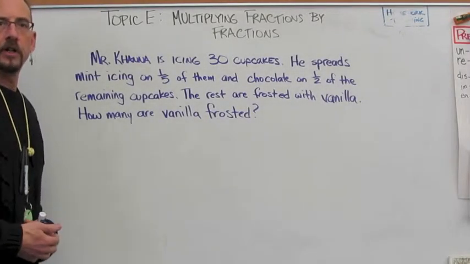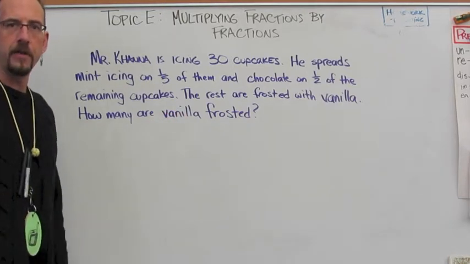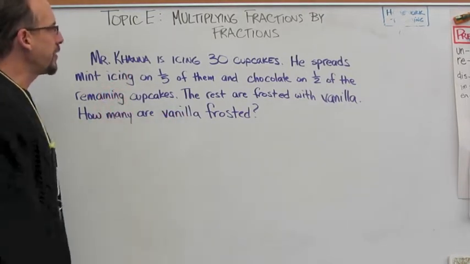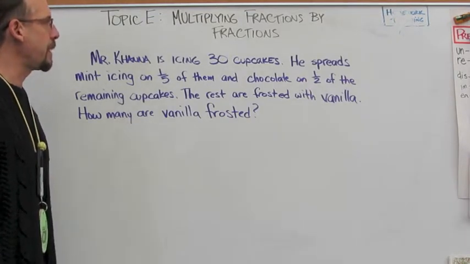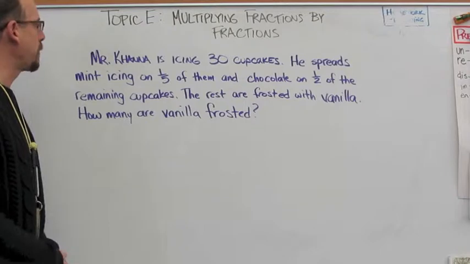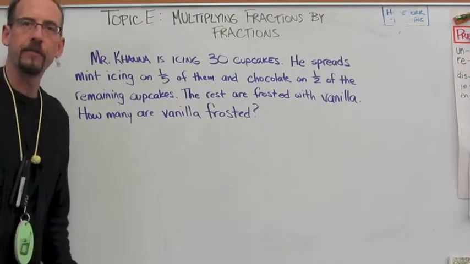Next, we're going to use what we've learned to solve problems using tape diagrams to model the information. Mr. Khanna is icing 30 cupcakes. He spreads mint icing on 1/5 of them and chocolate on 1/2 of the remaining cupcakes. The rest are frosted with vanilla. How many are vanilla frosted?